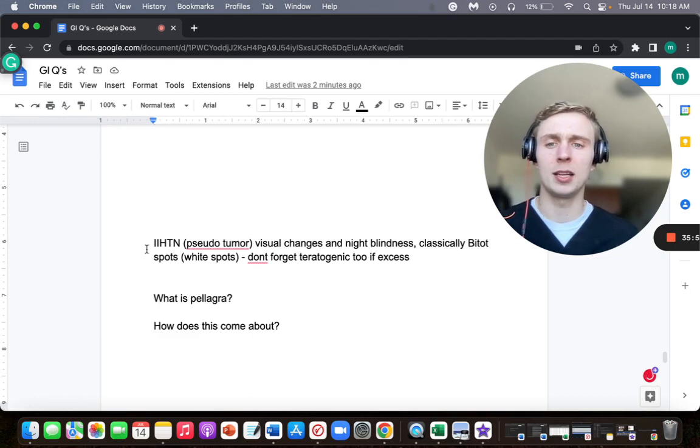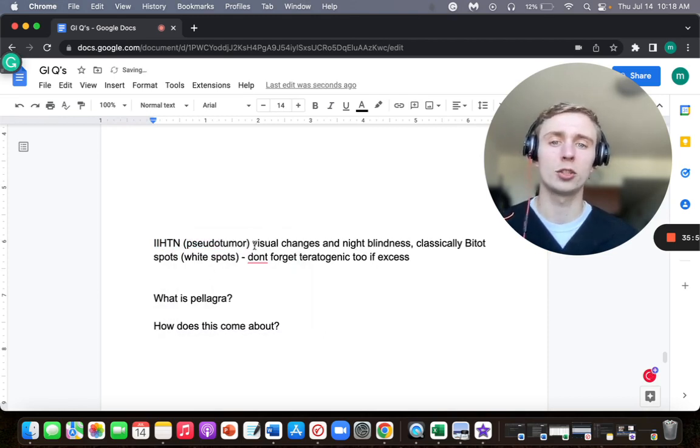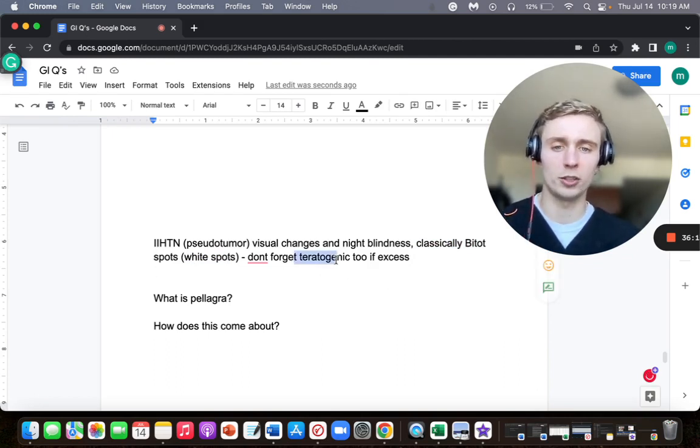The answer is idiopathic intracranial hypertension, that's pseudotumor cerebri. We're going to see visual changes and night blindness for vitamin A deficiency, and classically, the Bitot spots, white spots in the eyes. Also don't forget it's teratogenic if in excess. So if too much, it's teratogenic and you can have pseudotumor cerebri. In deficiency, visual changes, especially night blindness, and if severe, Bitot spots.